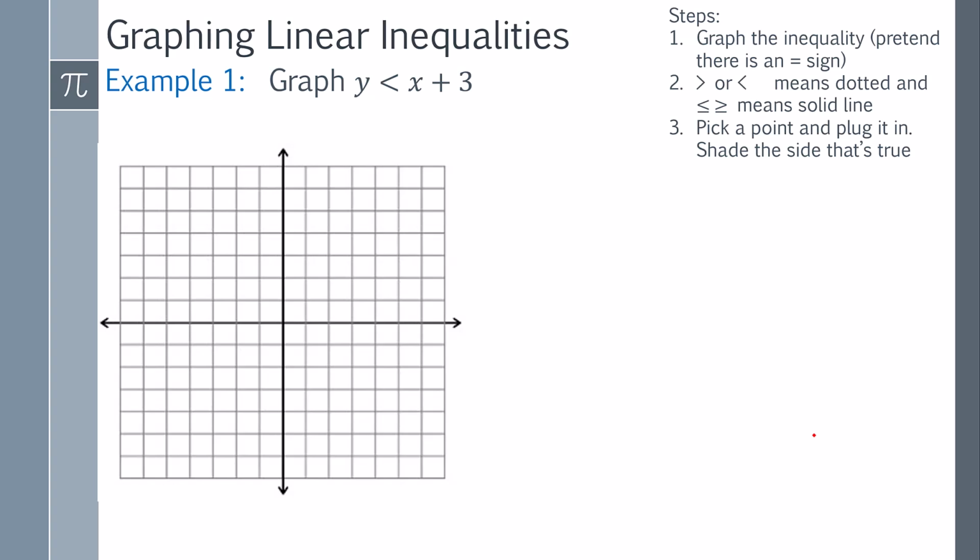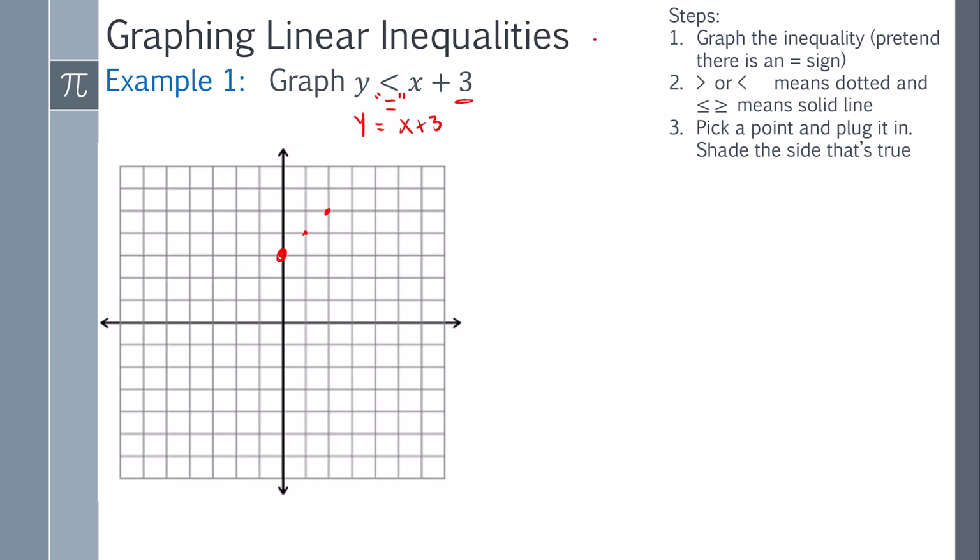I have the graph y is less than x plus 3. Now we pretend it's an equal sign. So think of it as y equals x plus 3. We look at the y-intercept. The y-intercept is 3, so I can put a dot at 3. Then I look at the slope. My slope is 1, so it goes up 1 over 1, up 1 over 1. Now I can go ahead and draw my line.